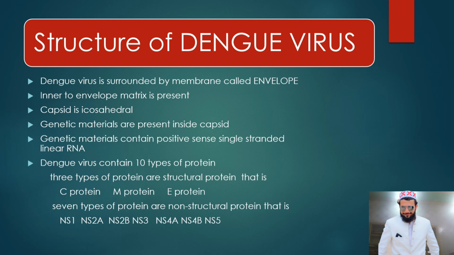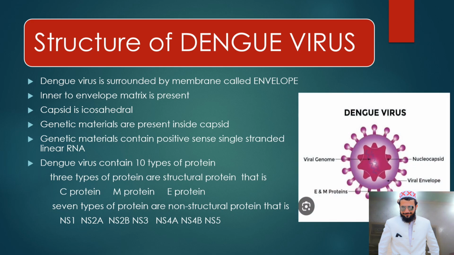The genetic material is positive-sense single-stranded linear RNA, and dengue virus contains 10 types of protein. Of these 10 proteins, 3 are structural proteins: C protein which forms the capsid, M protein which forms the matrix, and E protein which forms the envelope. The other 7 are non-structural proteins: NS1, NS2A, NS2B, NS3, NS4A, NS4B, and NS5. And this is the structure of the dengue virus.